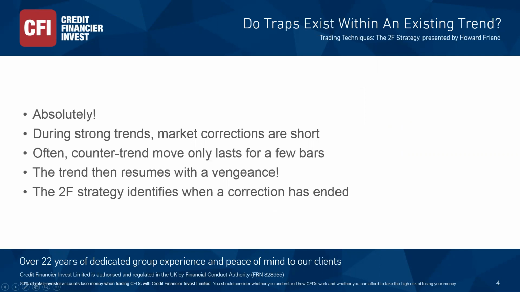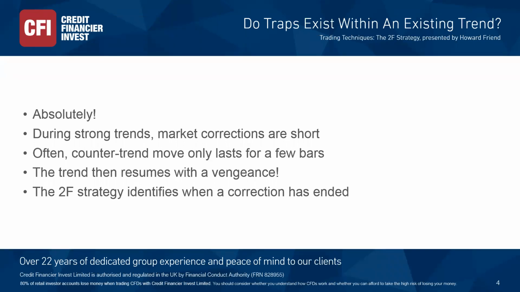So I use break and retrace for a lot of things. This particular presentation is about a strategy, a pattern I've identified, which I call the 2F pattern. It's basically using the break and retrace methodology, but inside a trend. The idea is we're using a 2F move to determine when a correction has ended. During a strong trend, the market corrections are typically quite short. So let's say the market goes up for a few days in a powerful vertical movement, then we get a bit of a correction and then it goes up again.